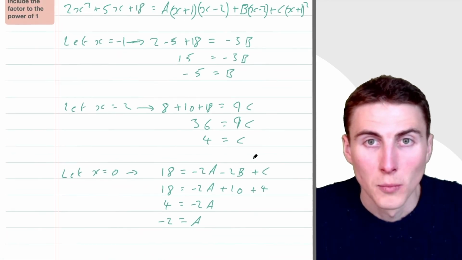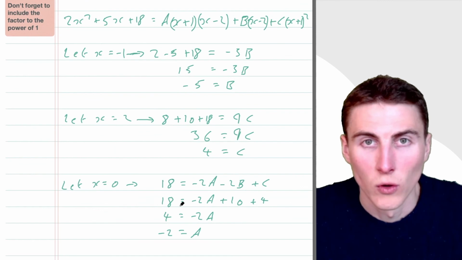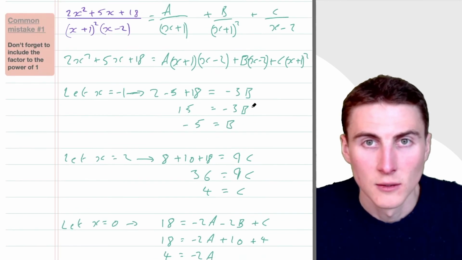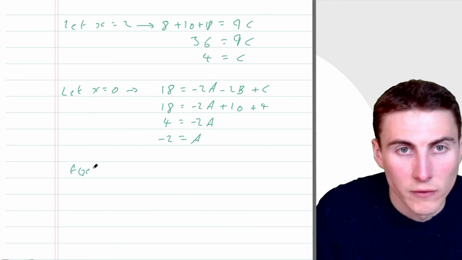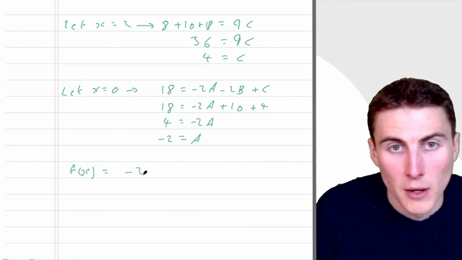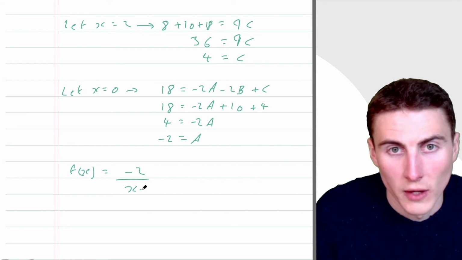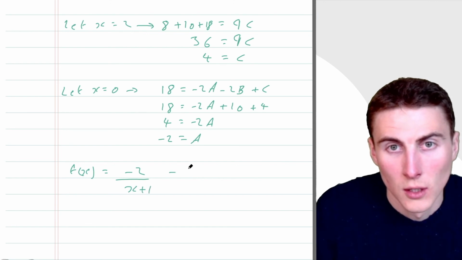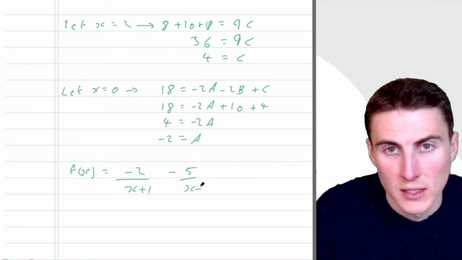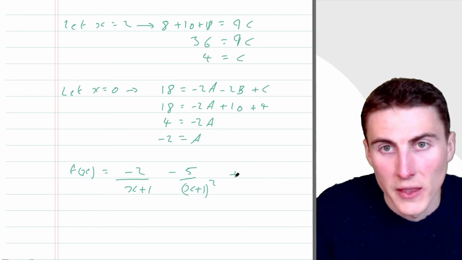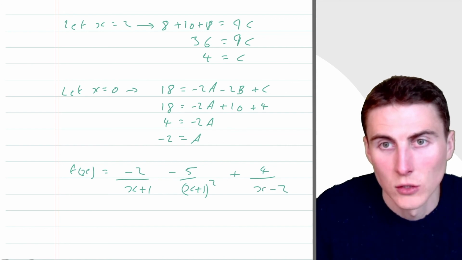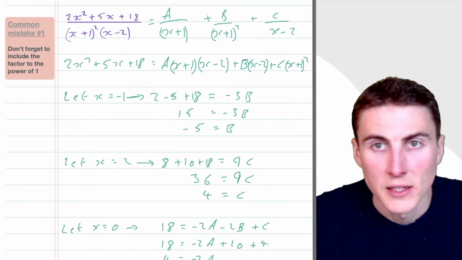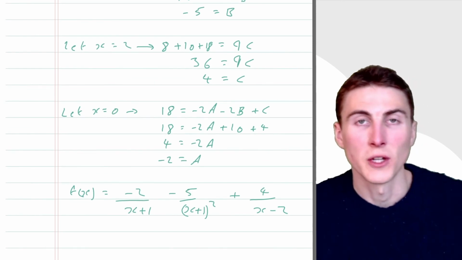So then we put this minus 5, 4, and minus 2 into these. And so overall, we'll find that f of x is minus 2 over x plus 1 minus 5 over the x plus 1 squared. Minus 5 is B. And then plus 4, which is our C, over the x minus 2. And that's it. We've solved the whole thing.